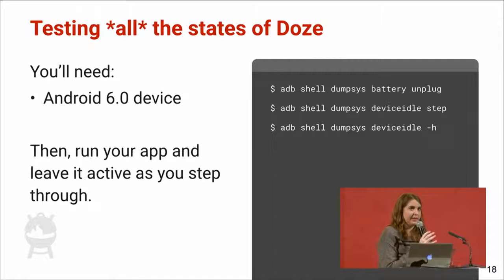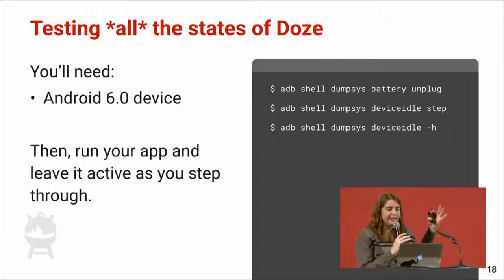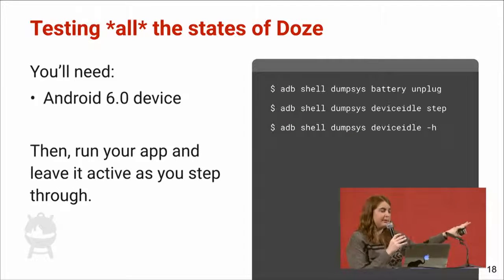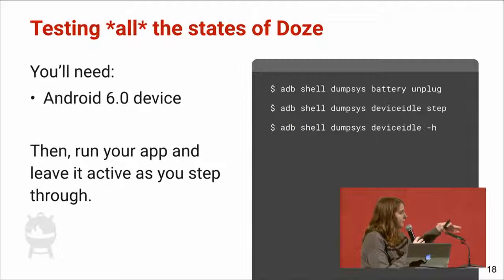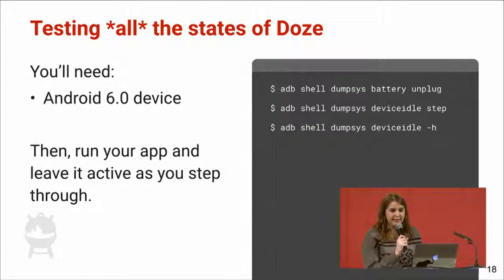So when you're looking at this ADB thing, dumpsys is just a binary that lets you access other tools by name. And then you've got deviceidle, and this is a new service that was introduced so that you could manage the device idle controller. And then obviously step will let you do those steps, and -h will show you all the other options you have. And then the other key to testing is you need to indicate that the device has to be unplugged. Most likely when you're testing and running your ADB commands, you've plugged in your phone to the computer and now you're charging, so you have to cancel that.